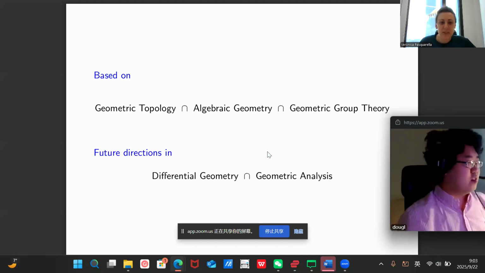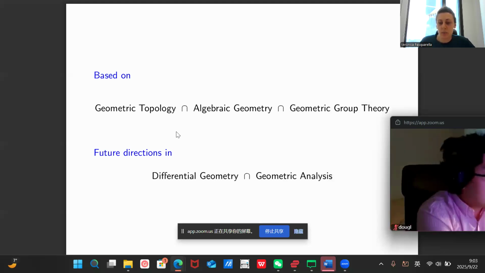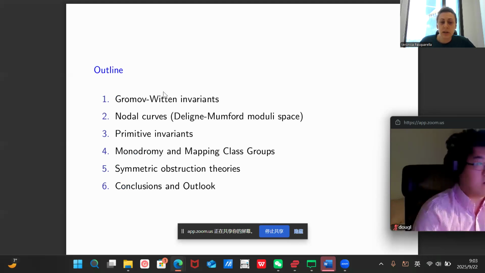So as I said, this work is at the intersection of three different fields, but in principle, this is just the first step of a much broader project, which lies at the intersection of differential geometry and geometric analysis, where essentially integrable systems might arise. And so for this reason, it could be of interest to this audience. So I'm going to explain how these three fields appear in my project and why the future directions are in this realm.